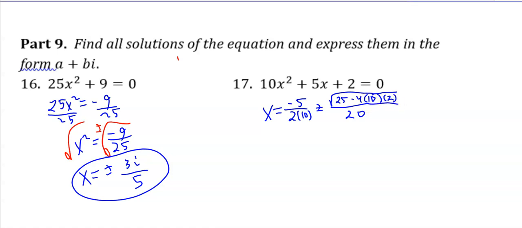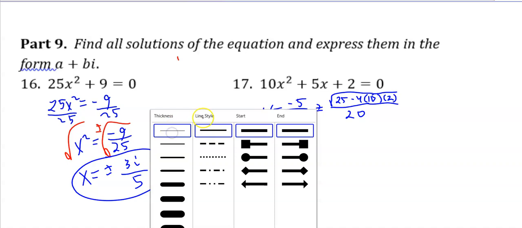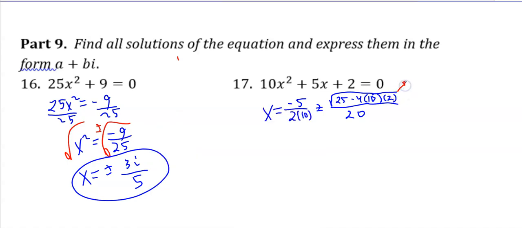So if you simplify just that part up there, sometimes I like to simplify that. That'll be 25 minus, let's see, what happens when I group those? 4 times 2 is 8, 8 times 10 is 80, so 25 minus 80. So 80 minus 25 is 55, so that's negative 55. Oops, negative 55.